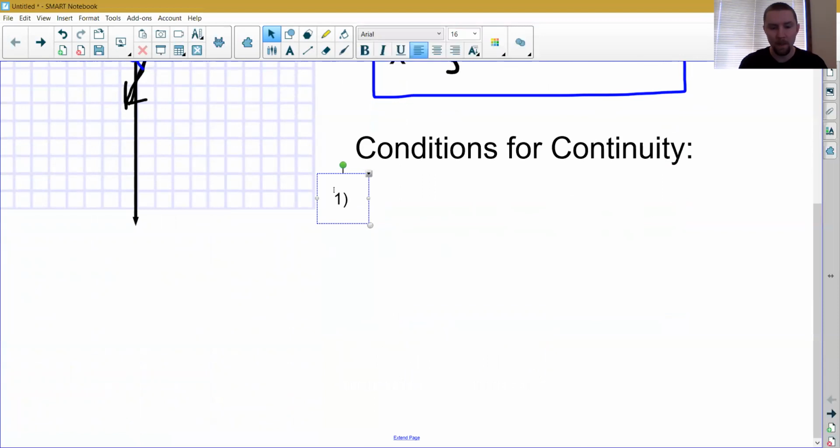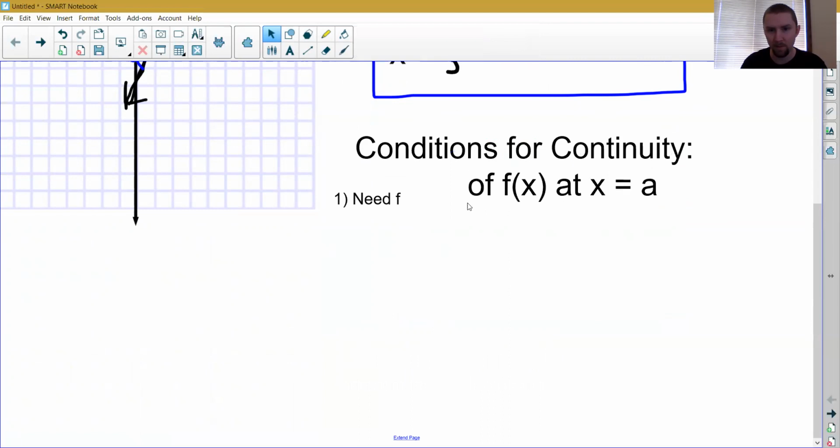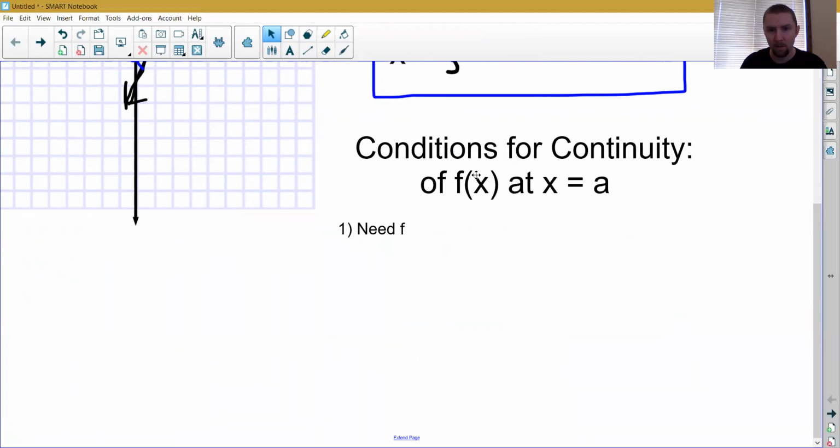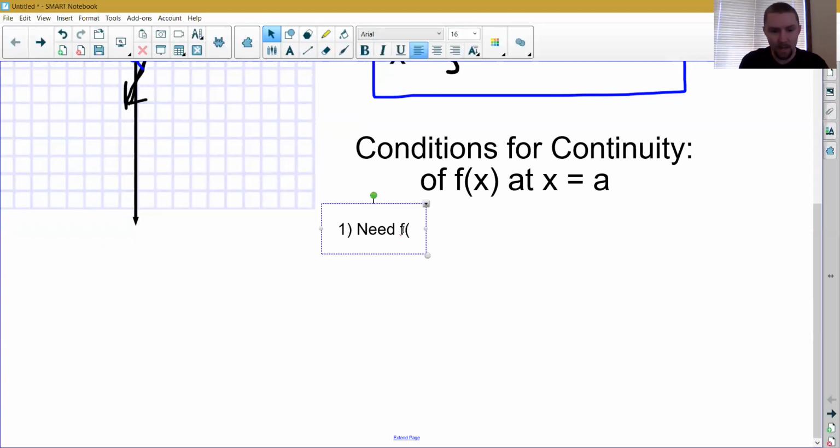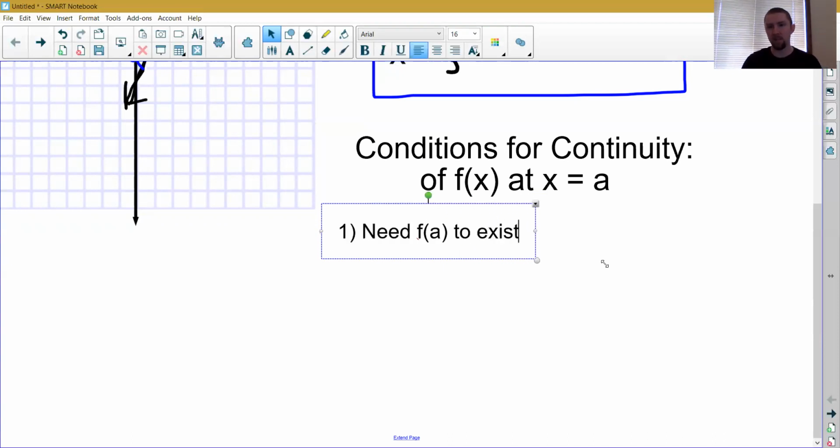Condition number 1, I should say this, conditions for continuity of f of x at x equals some value a. Okay, that's I think how your book does it. So conditions for continuity of a specific function f of x at a specific x value, okay? So what we need is we need f of a to exist. Okay, that's just criteria number 1.